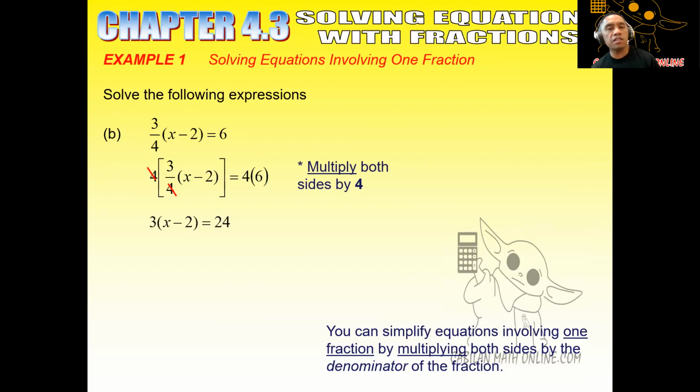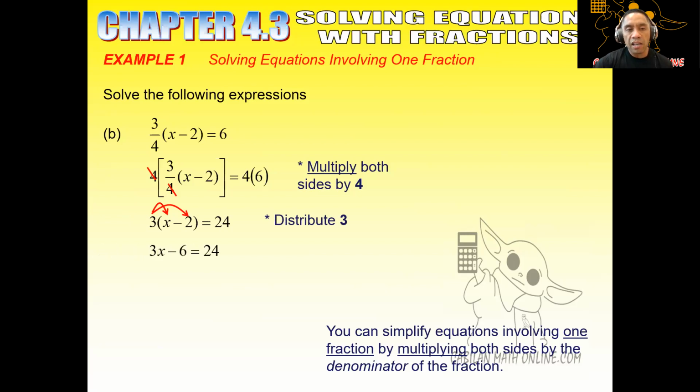Now, we have one additional step to take care of here, because you notice what we have here is a number 3 that's in front of the brackets. So the next thing we need to do here is to distribute the 3 to both the x and the -2. Okay, just the distributive property. So we're going to multiply the 3 to the x and the 3 to the -2, which gives us 3x minus 6 is equal to 24.